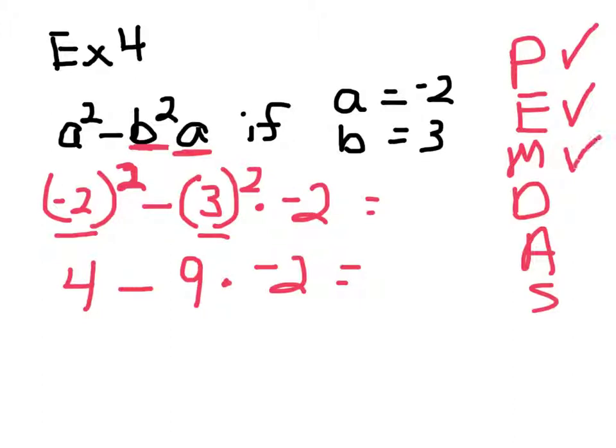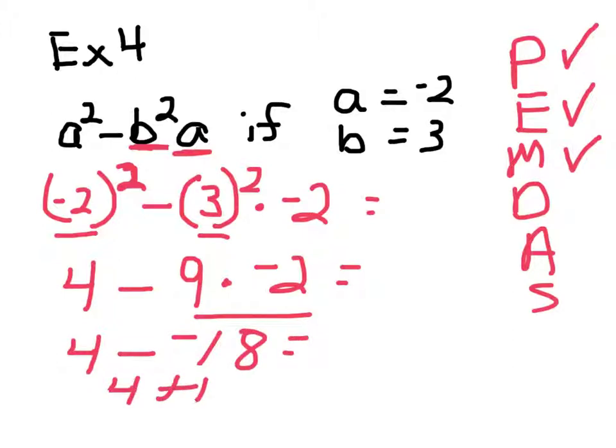Do I have any multiplication? Yes. I got to do that first. So 4 minus a negative 18, which becomes 4 plus 18, which is 22. So the evaluation of this is 22. Now I want to go back to a previous slide here just to make sure I got the correct answer before.